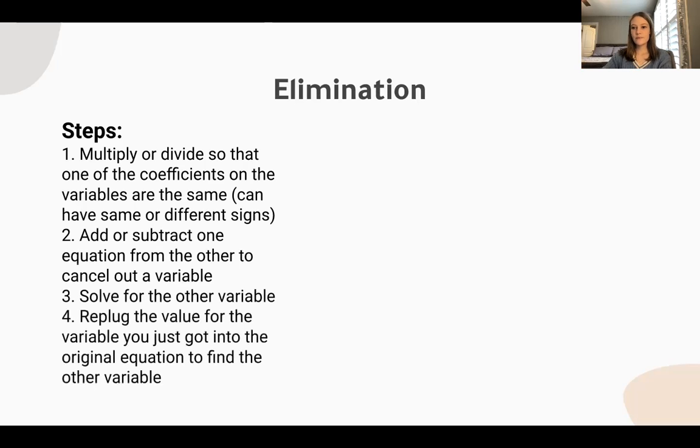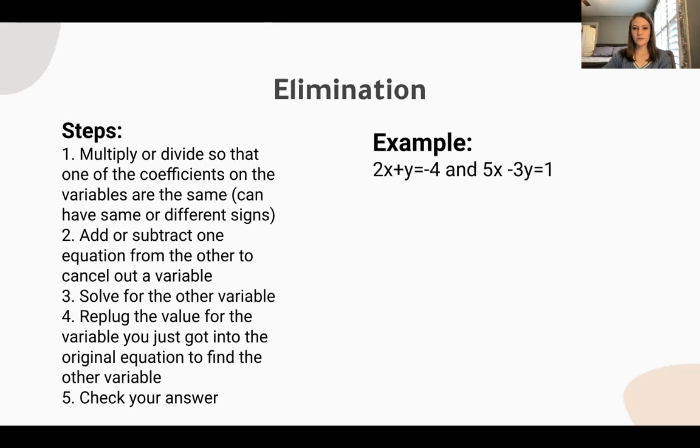And then you're going to replug the value you just got for that one variable back into one of the original equations to get the other variable. And again, check your answer. So for this example, we have the equations 2x plus y equals negative 4 and 5x minus 3y equals 1. First, we're going to multiply 2x plus y equals negative 4 by 3 so that we get 3y in one equation and negative 3y in the other equation so that we can cancel those two y's out. When we multiply, we'll get 6x plus 3y equals negative 12.